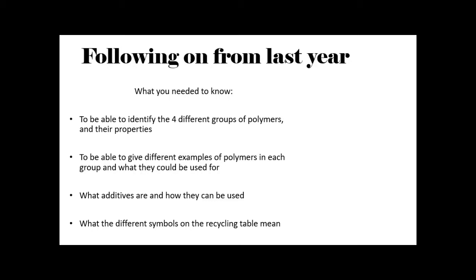So first of all, you need to be able to identify the four different groups of polymers and their properties. You have to be able to give different examples of each of them and what they could be used for, what additives are and how they can be used, and then what the different symbols that you will find on the recycling table mean.